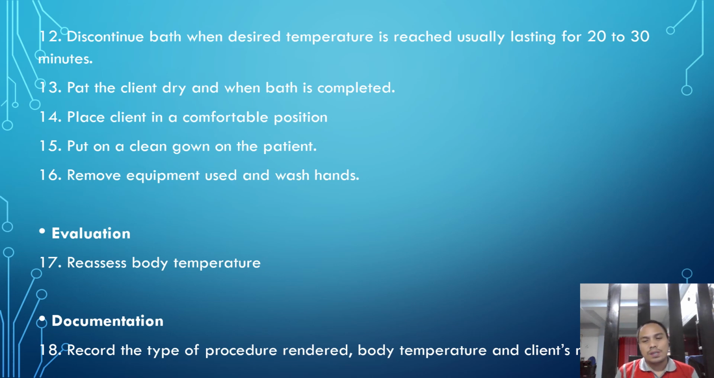And let's proceed to the evaluation process. We need also again to reassess the body temperature. Sabi ko nga, we need to assess the skin color and the pulse during that procedure. So para overcooling can trigger further heat production and conservation. And lastly, we need to document. So record the type of procedure rendered and the body temperature and the client's response. Okay, so that is for sponge bath.